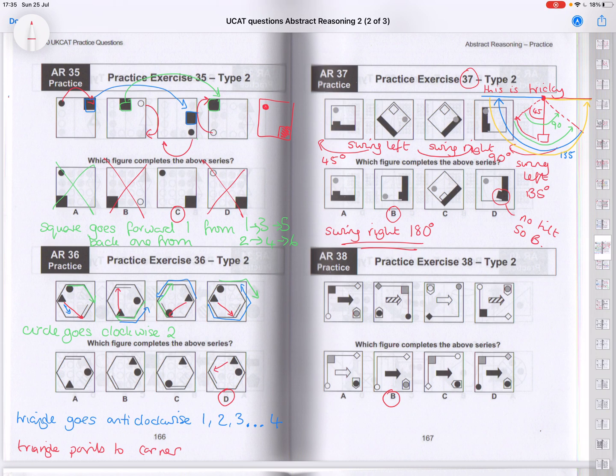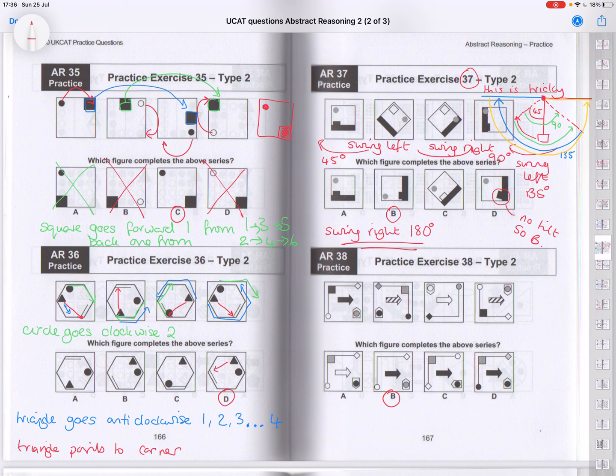Number 37 is probably one of the trickiest ones in this set of questions actually. You've got to imagine a pendulum now being attached to the square, which is what I've tried to illustrate. So in the first swing, going from number 1 to number 2, it's going 45 degrees to the left, so that's the red angle shown on the diagram. In the next swing, it's going 90 degrees to the right. In the next swing, it's going 135 degrees to the left, and in the final swing, it's swinging 180 degrees to the right. That's the yellow swing there.